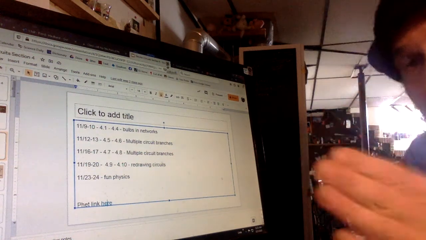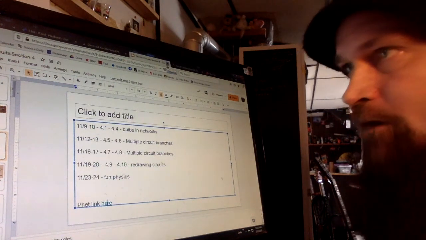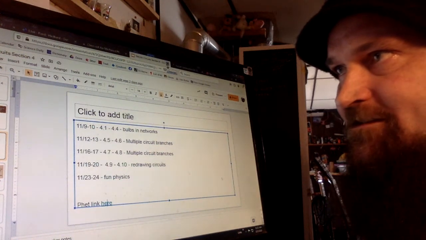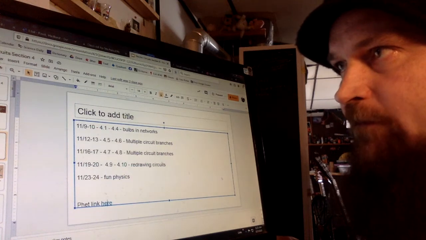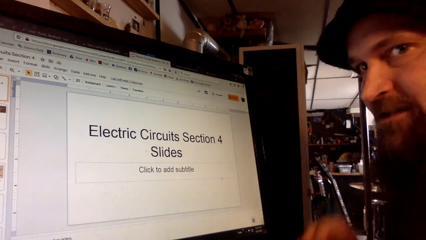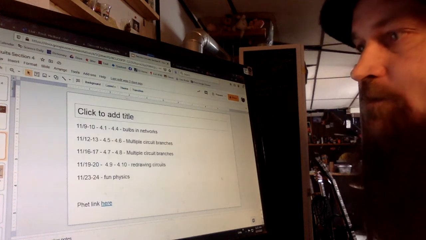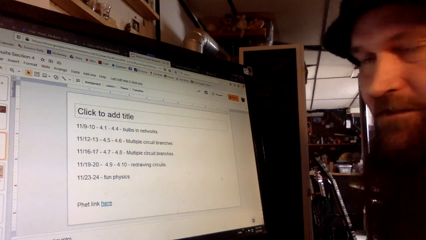Hey guys, what's up? I'm just going to try to do an abbreviated review of what we've learned in electric circuits. So we're going to start with section 4, and this is basically everything that we've learned in it. We'll recap some of what we learned in sections 1, 2, and 3. So we're going to be looking at complicated circuits.